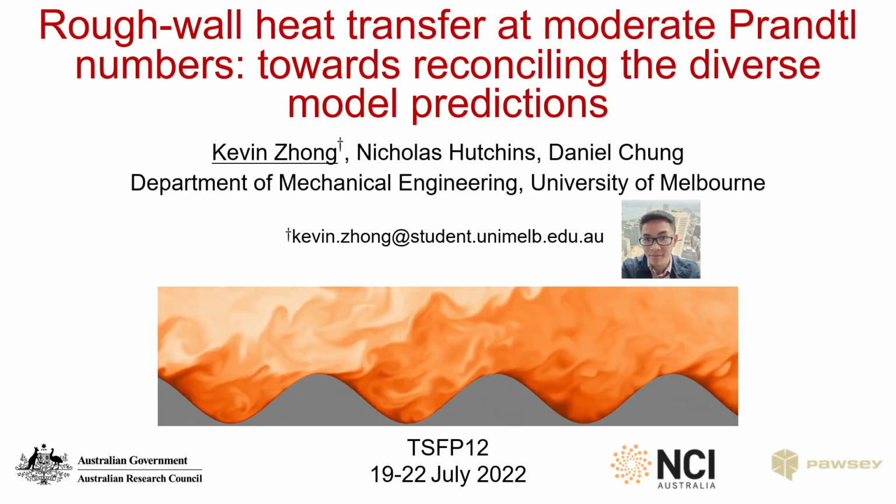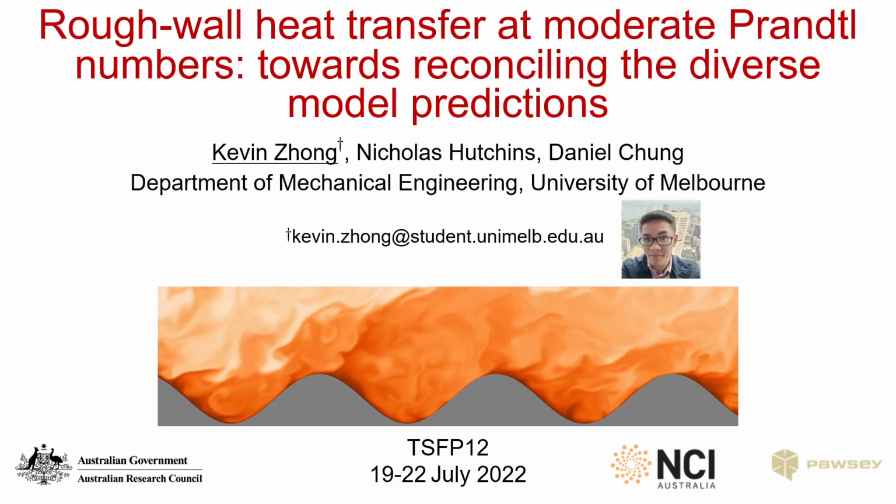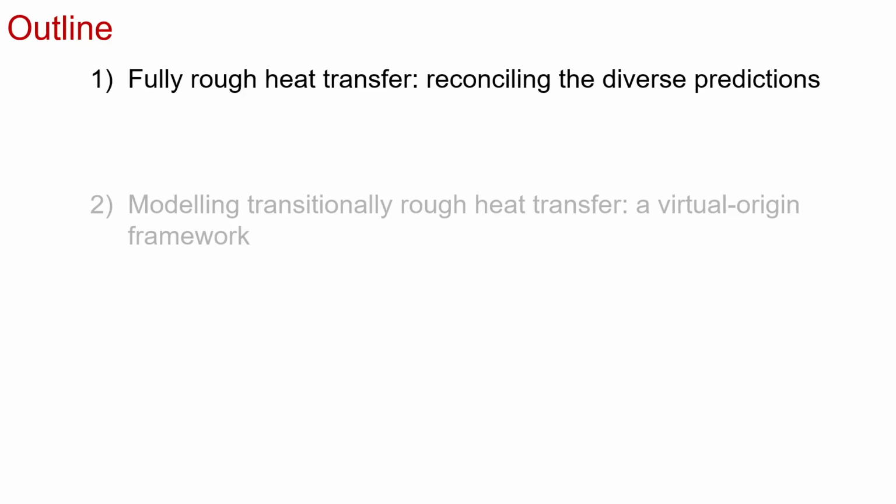be talking about some of the problems we currently face in predicting turbulent rough-wall heat transfer. So my talk is going to be in two parts. The first, I'm going to cover the fully rough regime for heat transfer, and the second is going to cover transitionally rough regimes, where I'll look to populate this outline as we move on in the talk.